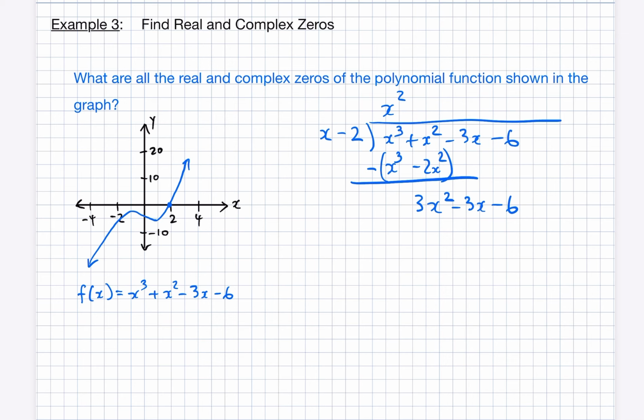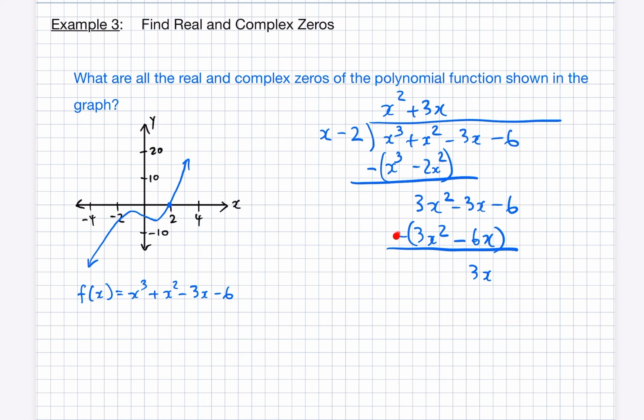Now x goes into 3x squared 3x times. So that's going to be a positive 3x. And then if we multiply 3x by x, we're going to get 3x squared. And then 3x times negative 2 is going to be negative 6x. Subtracting those, we'll get 3x as the result, right? 3x squared minus 3x squared is 0.